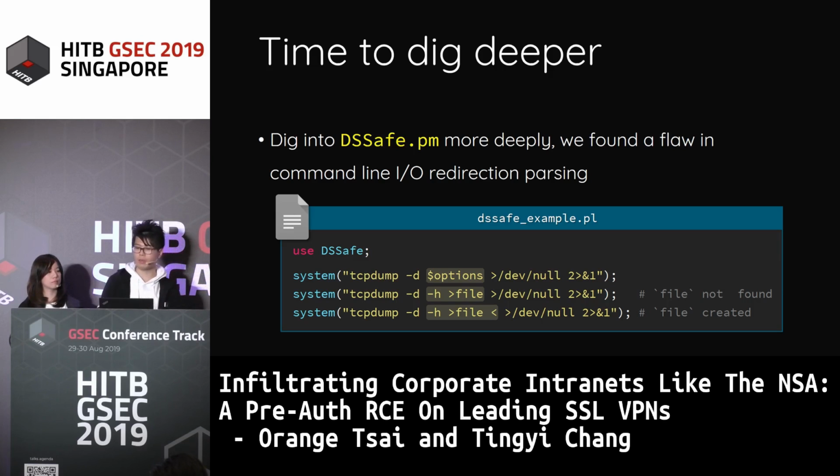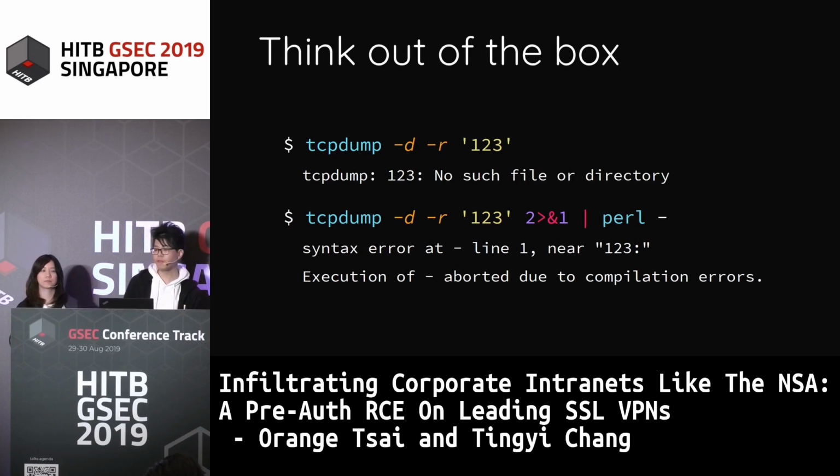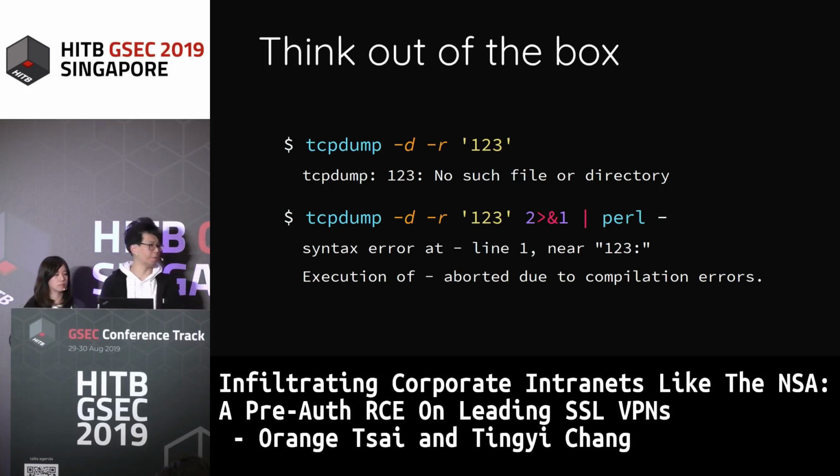However, although we can re-control the standard out, we still can't find any way to generate a valid Perl script. So let's think out of the box. Standard out is uncontrollable, but could we write a script by just standard error? When you force tcpdump to open a non-existent file, it will show the error, "No such file or directory." From the error, it seems we can partially control the message.